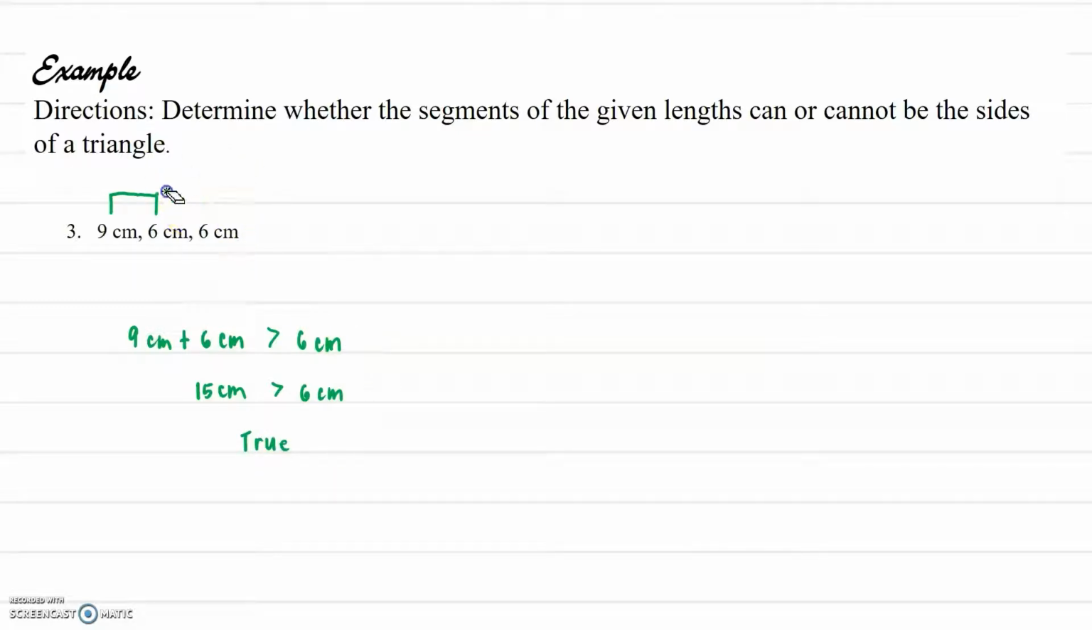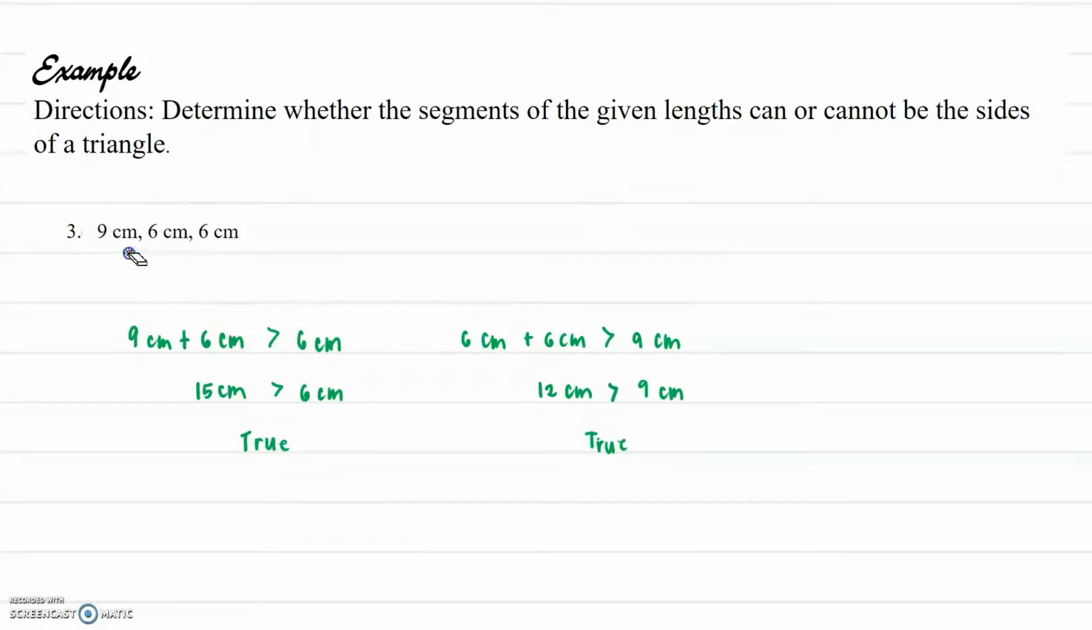Next, let's have this one. 6 centimeters plus 6 centimeters is greater than the remaining, which is 9 centimeters. 6 plus 6 is 12, so we have here 12 centimeters is greater than 9 centimeters. 12 centimeters is indeed greater than 9 centimeters, so our statement here is true.